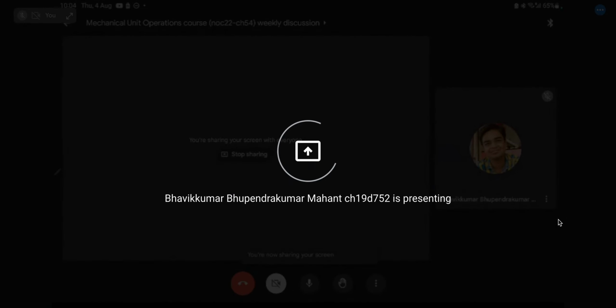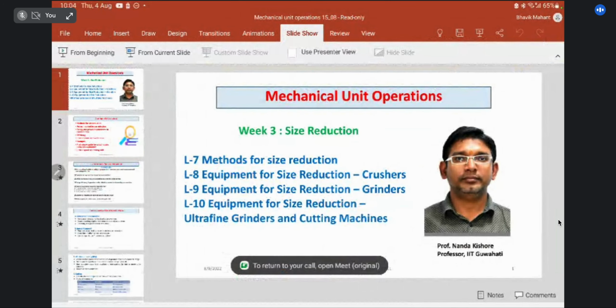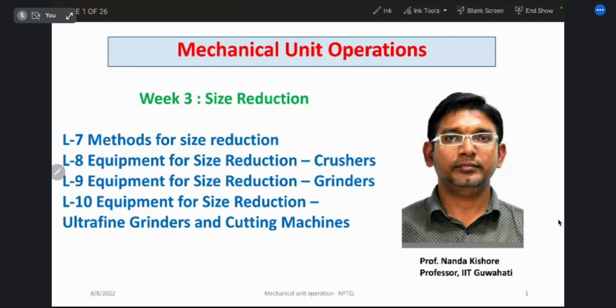Okay, now I am sharing my screen. Okay, so I think everyone can see my screen. So this is today's lecture, and this lecture is all about size reduction.